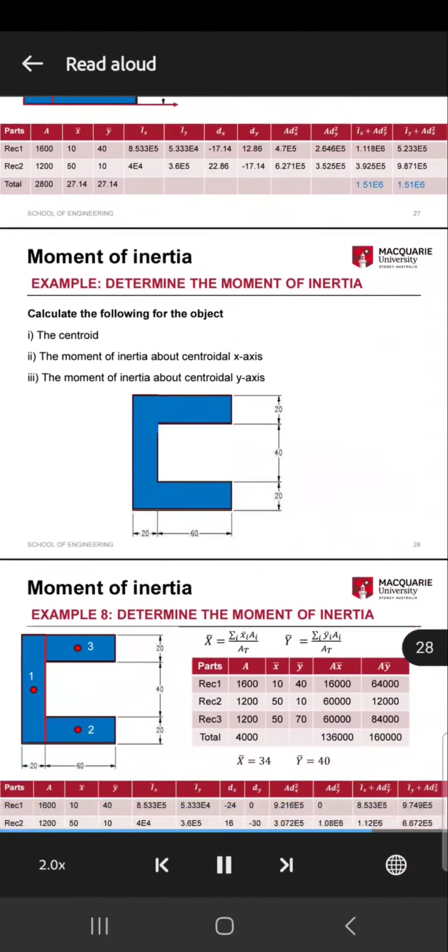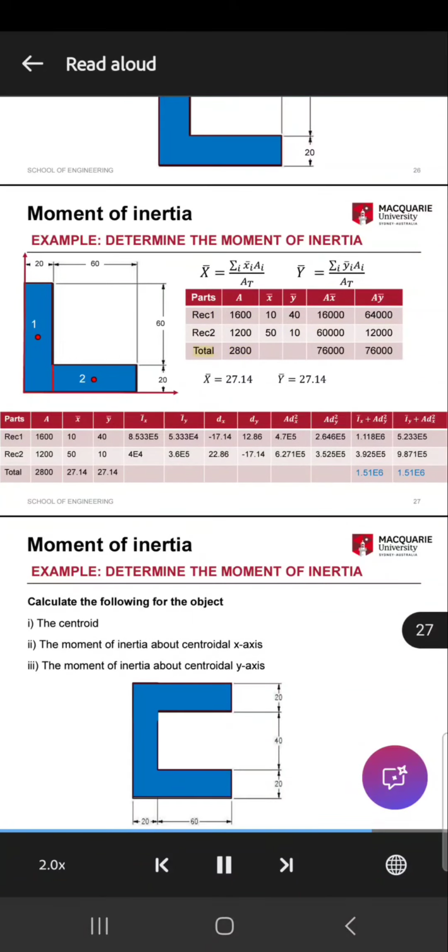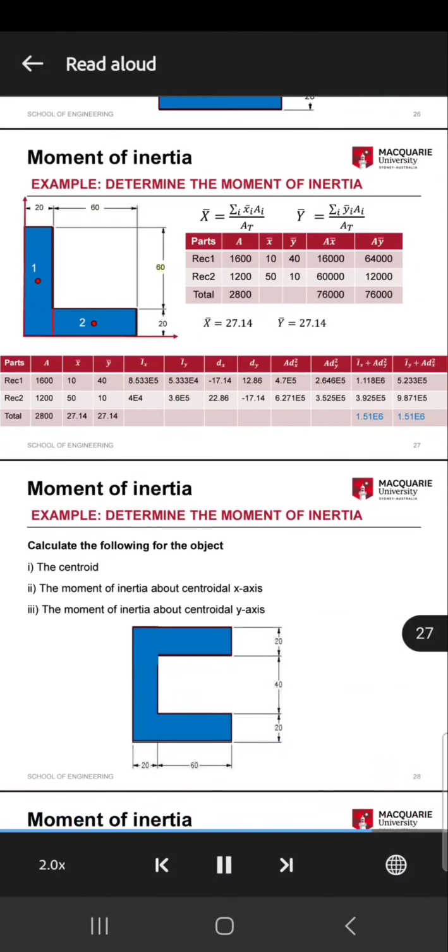1.5 times 10 to the parts. A, x, y, Ax, Ay. Rectangle 1 and rectangle 2. Total area 2,800, with 76,000 for the sums. Dimensions 20, 20, 60, 60. Moment of inertia.